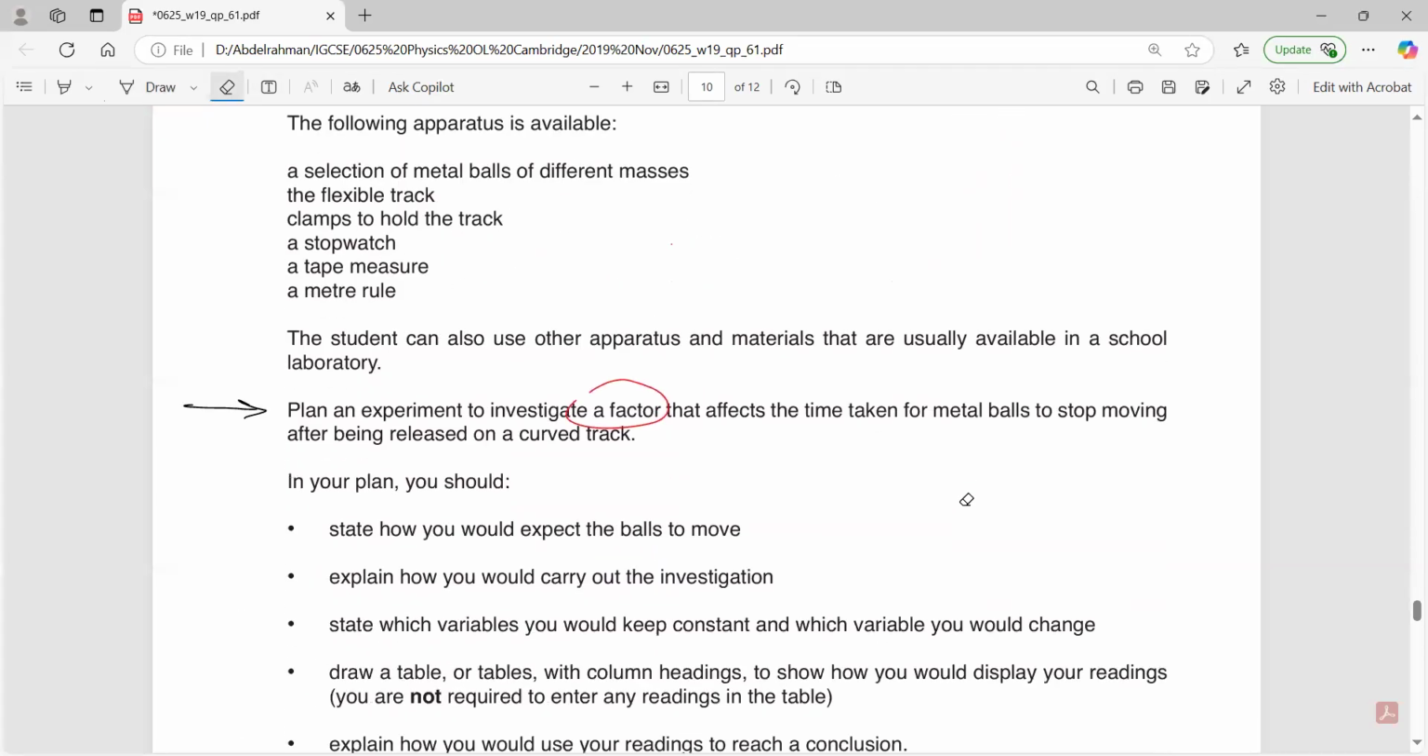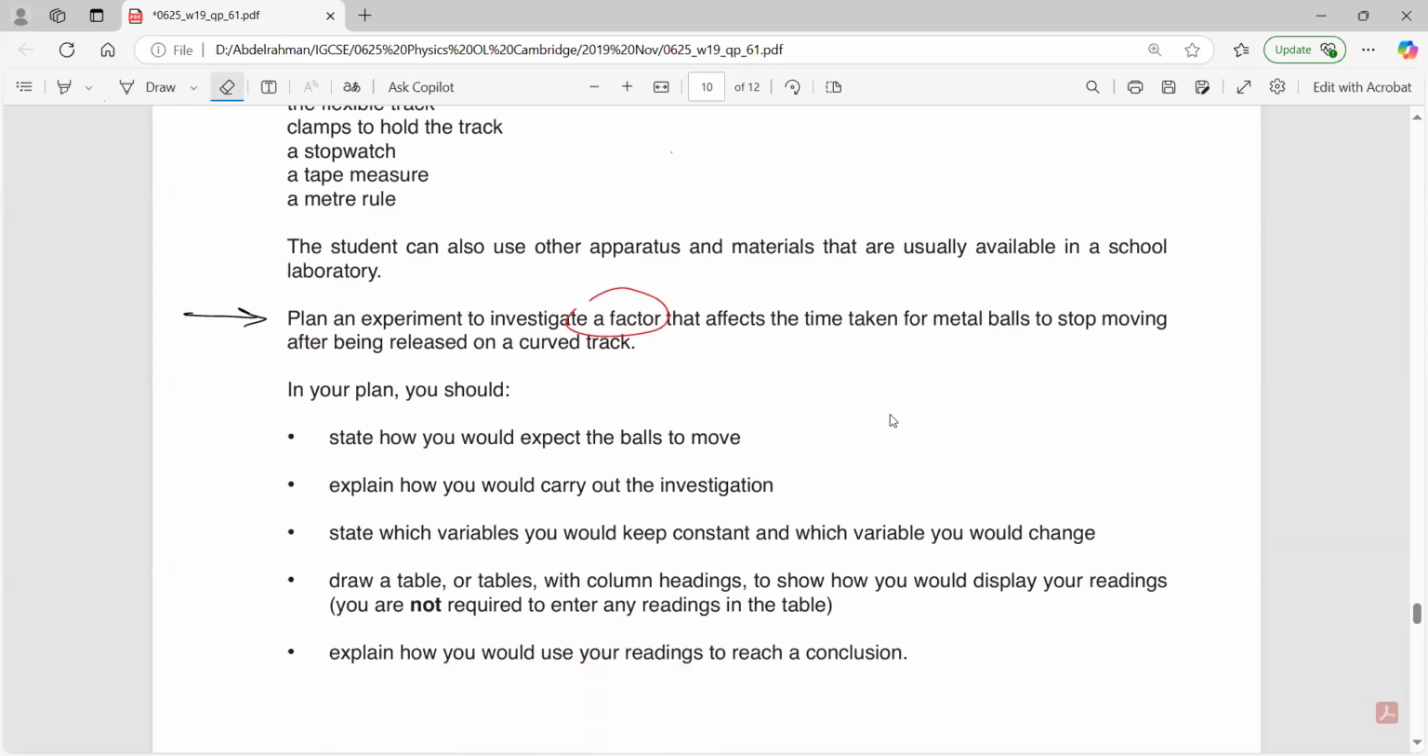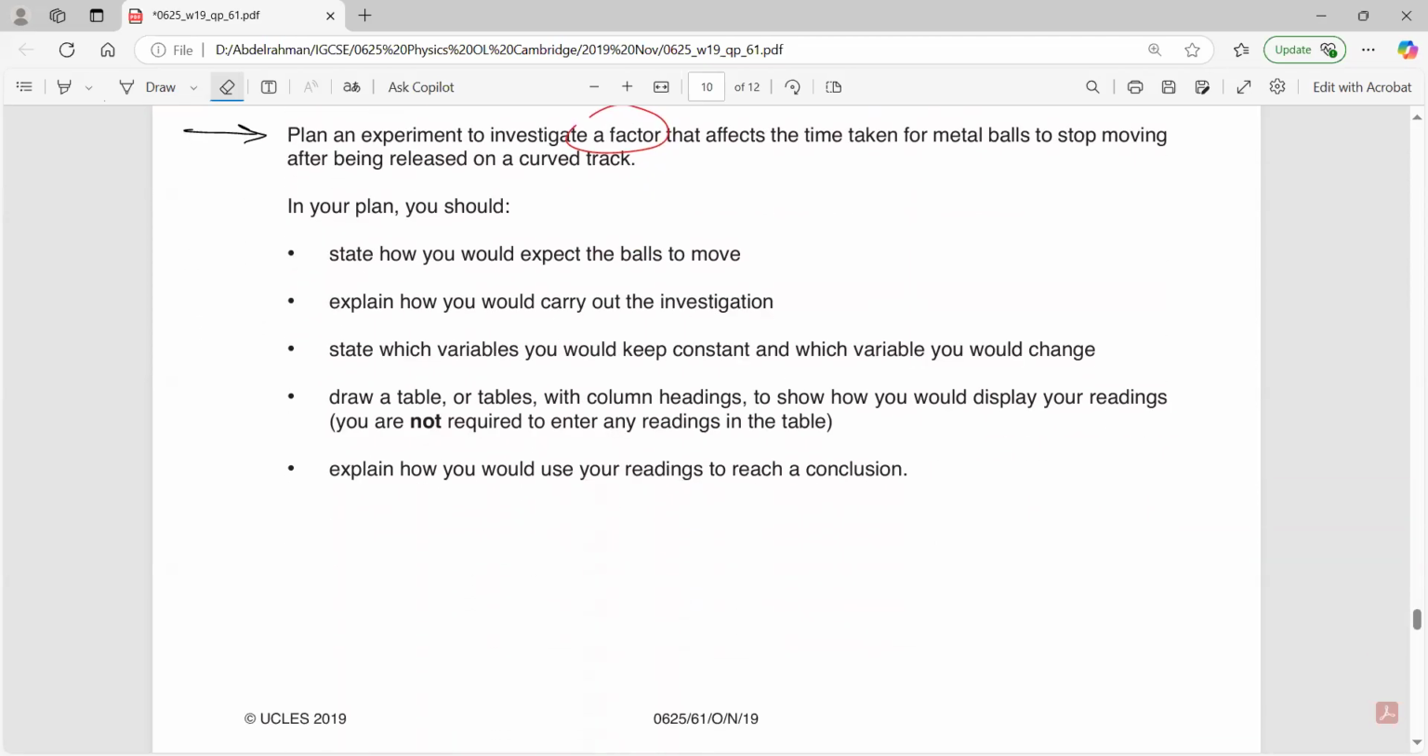Someone is saying the initial speed. The initial speed might be wrong for this question. Why might the initial speed be wrong? Because you're actually releasing the ball. You're not pushing the ball. You're not adding any force to the ball. So the initial speed is always zero.